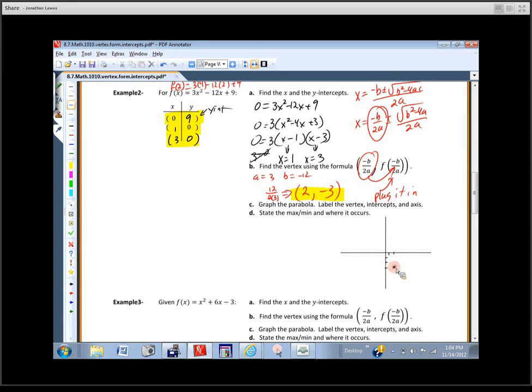Here's the vertex. Which way does this open? Opens up. So we're expecting to find some points up here. Let's label these. 1, 0. 3, 0. Of course, the vertex, I should label that. And then this point right here, 0, comma 9.